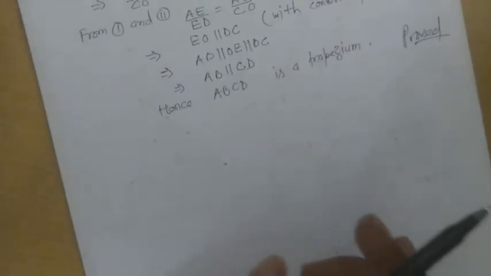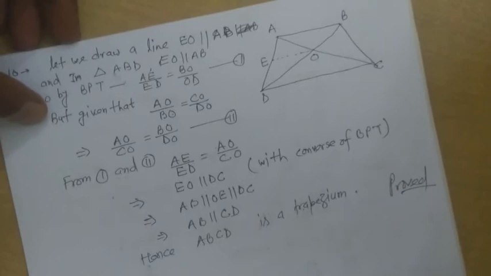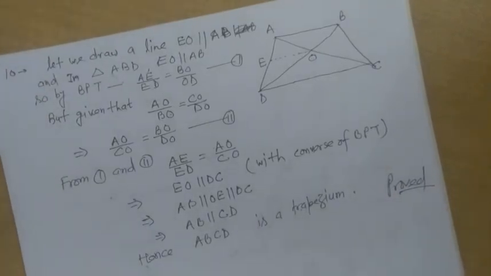And the 10th question is saying that the diagonals of a quadrilateral ABCD intersect each other at the point O such that AO upon BO is equal to CO upon DO. Then show that ABCD is a trapezium. It is just the opposite theorem of the 9th question.